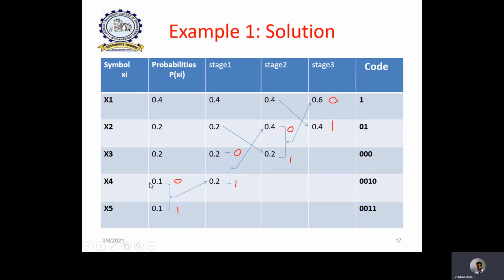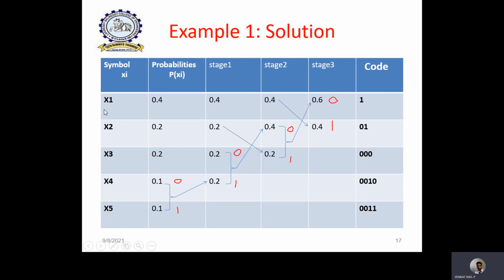Next for x4, 0 is assigned, next it is moved to here, 1 is assigned, and again it is moved to here, 0 is assigned, and again it is moved to here, 0 is assigned. So what is the general code? 0 1 0 0. So in reverse order 0 0 1 0. Okay, next for x5, 1 1 0 0. Reverse order means 0 0 1 1. So this is the code for each symbol.